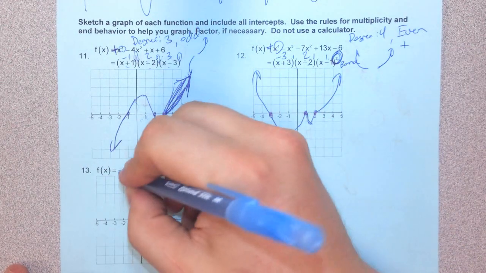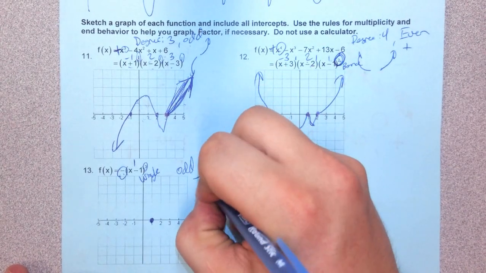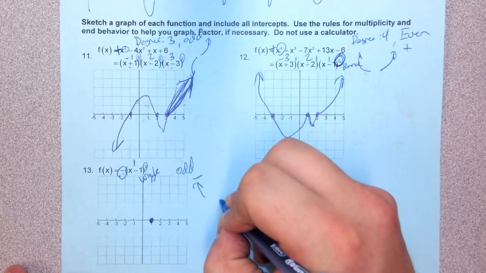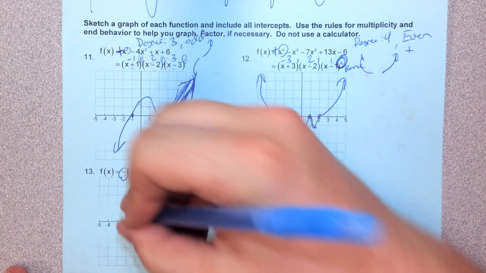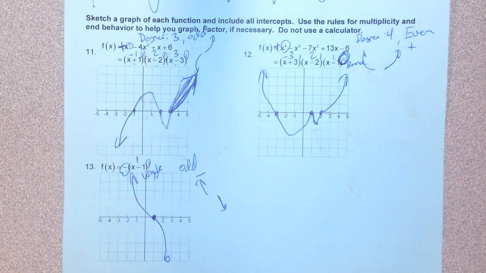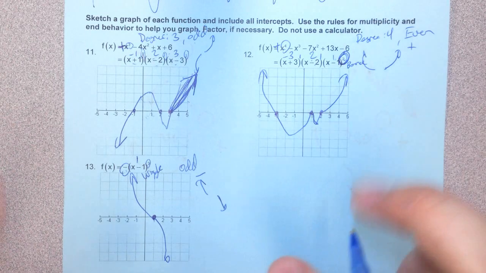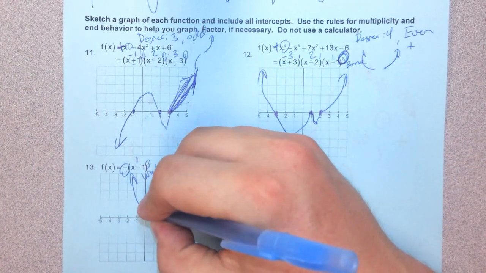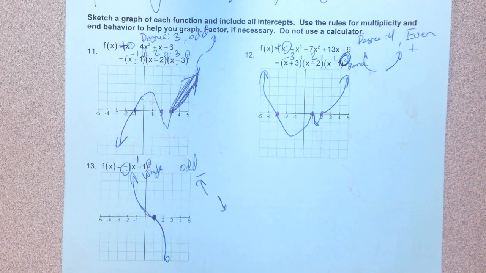Okay? It's odd, and then that negative out front means it's odd negative, which means that we're going to go up to the left and then down to the right. That's going to be our end behavior. So up to the left and then down to the right. That's it. I'm done. Odd, it crosses through, but it wiggles. So see how it wiggled instead of going straight through?